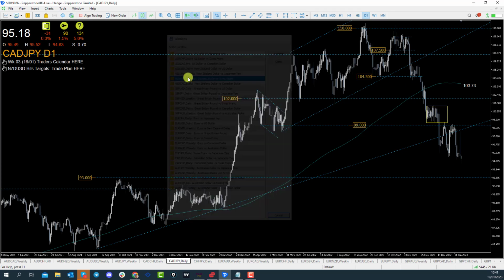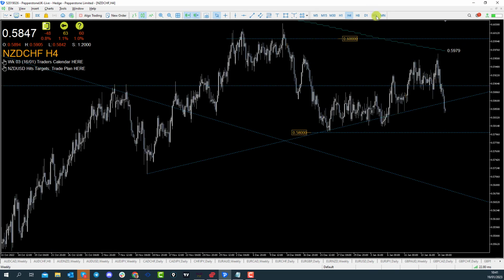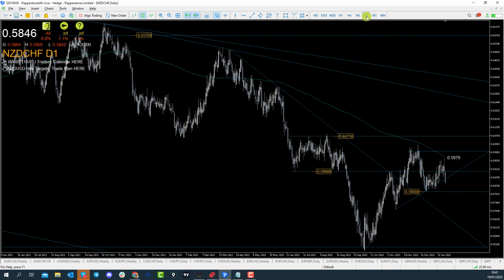I quite like New Zealand Swiss and Aussie Swiss for some downside at the moment as well. We've just had the New Zealand Prime Minister resign, so that could be a reason as to why we're seeing this Kiwi weakness in play at the moment. So uncertainty there could drive Kiwi prices to the downside, and Kiwi Swiss could reach the 0.58 handle. So keep your eye on that one.